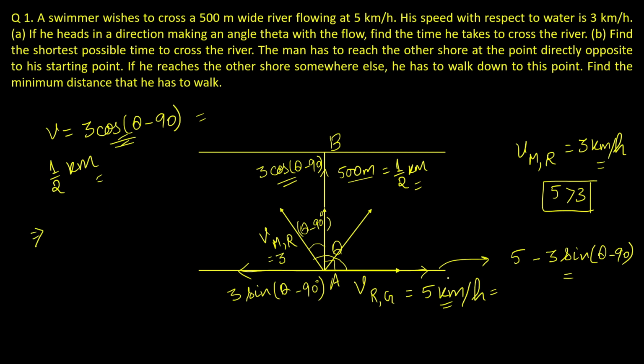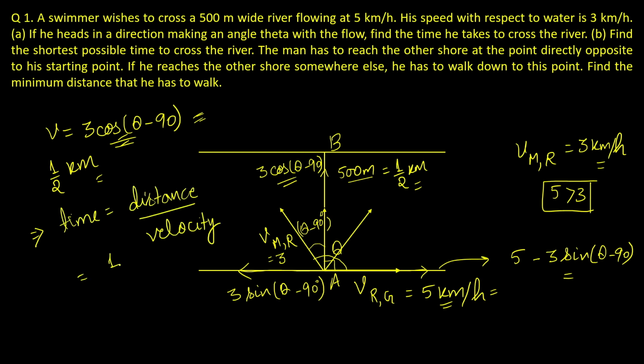Because here, the x direction velocity is not responsible for taking this swimmer from point A to point B. It is only the y direction velocity which is responsible. That's why I'm taking only the y direction velocity for calculating the time he takes to cross the river. So we know that time is equal to distance upon speed, or say velocity.